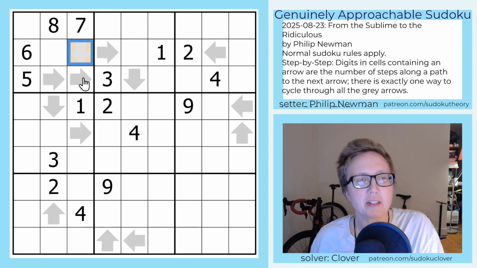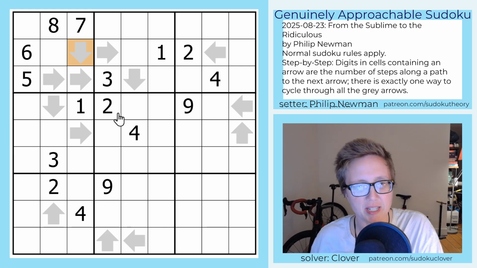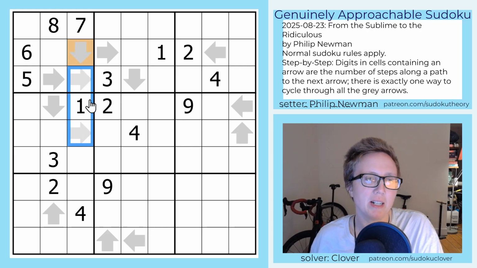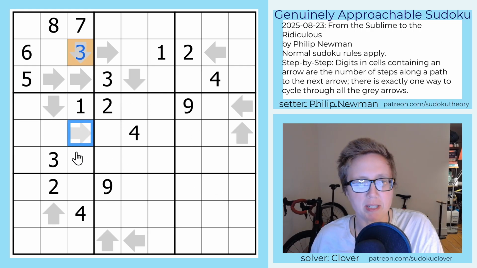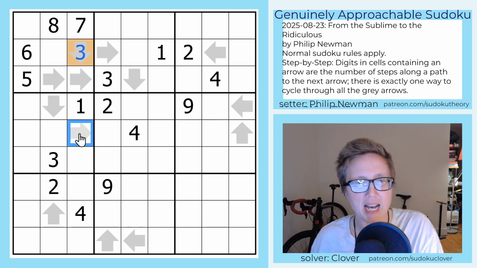then this could either be a 1 on this arrow to take 1 step to get to this arrow, or it could be a 3 to take 1, 2, 3 steps to get to this arrow. And because there's already a 1 in the column, it must be a 3, and then this must be our next arrow. And now this one is easy because there's only one arrow that we're pointing in the direction of. So 1, 2, 3, 4, 5, 6, we have to place a 6 there.